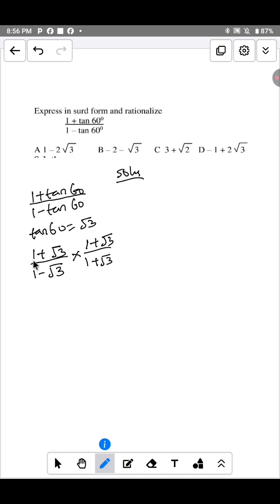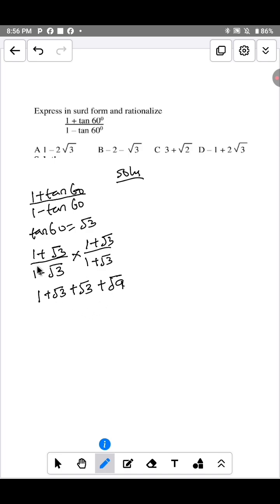Let's multiply. Each term in the first bracket multiplies each term in the second. First deal with the numerator: 1 times 1 gives us 1, and 1 times plus root 3 gives us plus root 3. Then plus root 3 times 1 is root 3. Now root 3 times root 3 gives us root 9, that is 3 times 3, which gives 9.